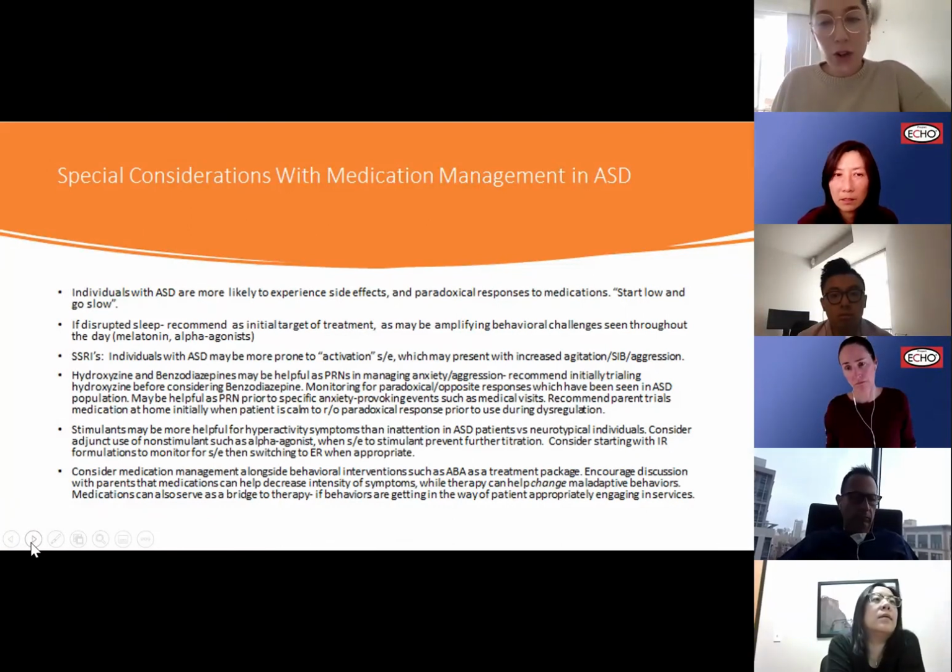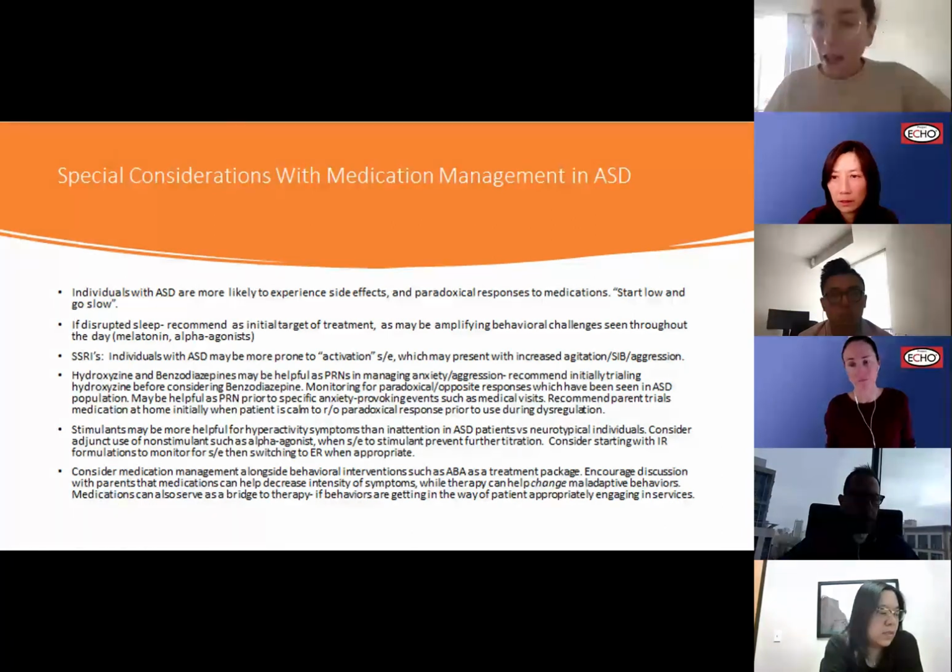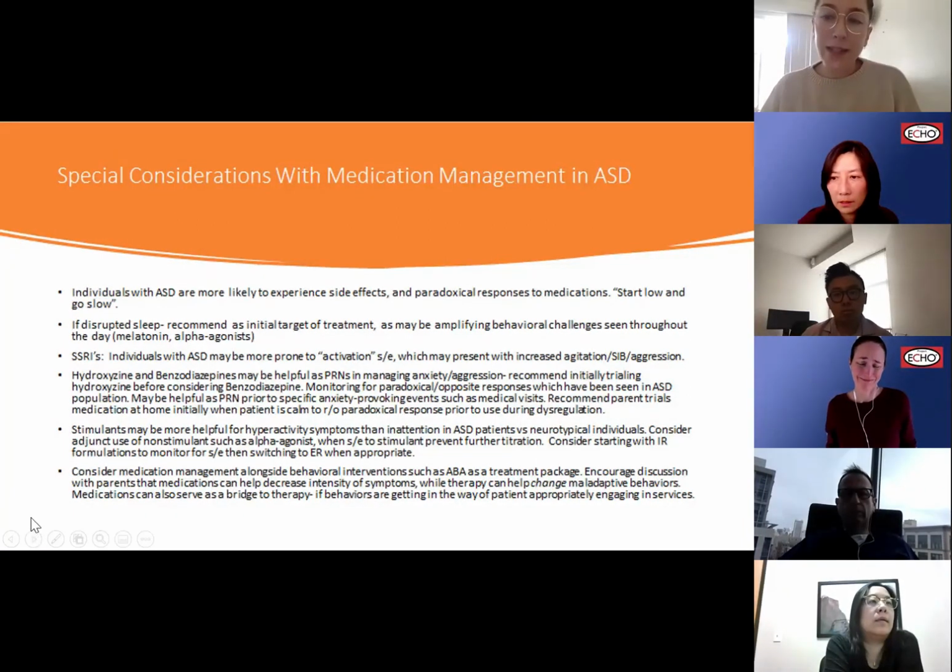The way I frame medication management to families is that it can help decrease the intensity of these symptoms, but the medication cannot change the behaviors. So it's really a package deal with the behavioral therapy, and they go best hand in hand. Even if we're starting medication, we make sure that they are getting the right behavioral therapy and services.